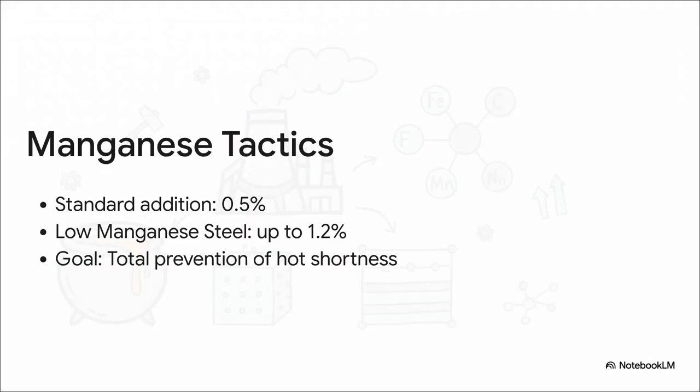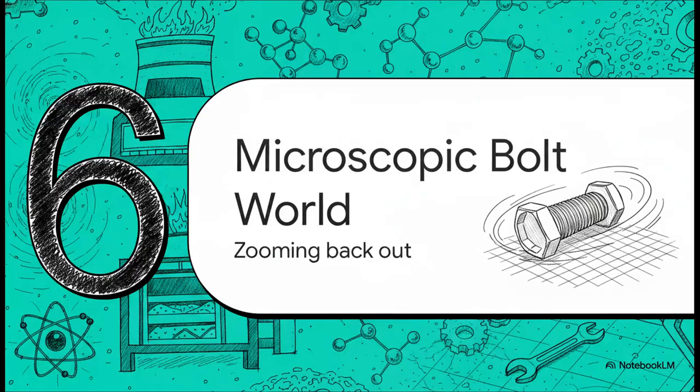To guarantee this chemical stability, metallurgical engineers use exact tactical percentages. A standard addition is about 0.5% manganese, but for extra protection in what's known as low manganese steel, they can bump that up to 1.2%. No matter the exact ratio, though, the primary goal remains exactly the same: the total and absolute prevention of hot shortness. Section 6. Microscopic Bolt World.